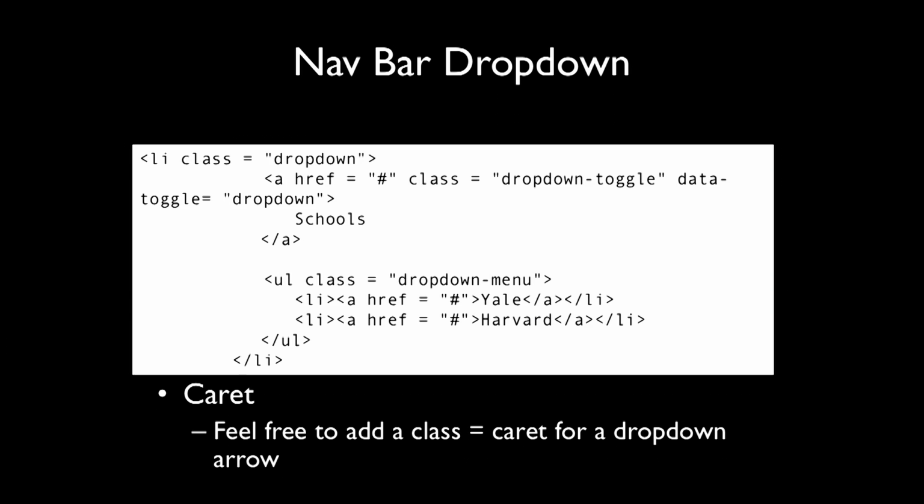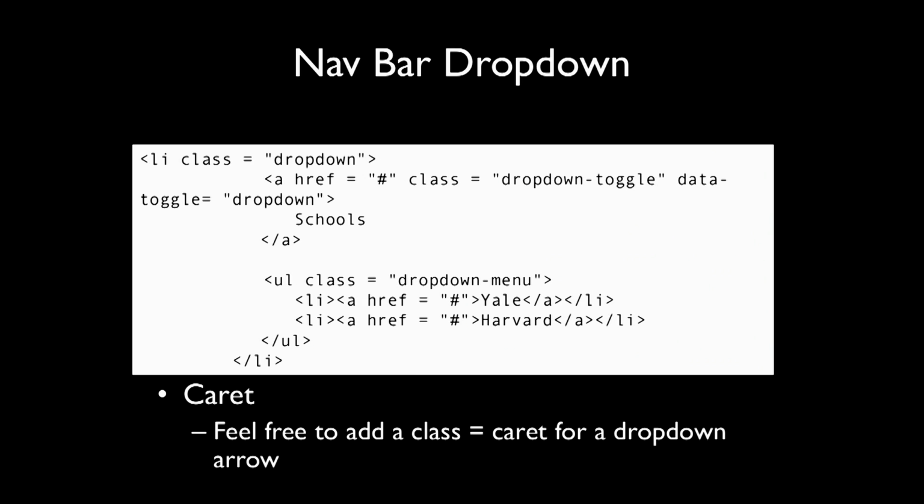Dropdown is a little trickier. So you're going to put an unordered list inside of the larger unordered list of categories. As you can see here, we have our list item, which we're defining as class dropdown so that Bootstrap knows what to do with it. And it's called schools, for example, on the CS50 page.